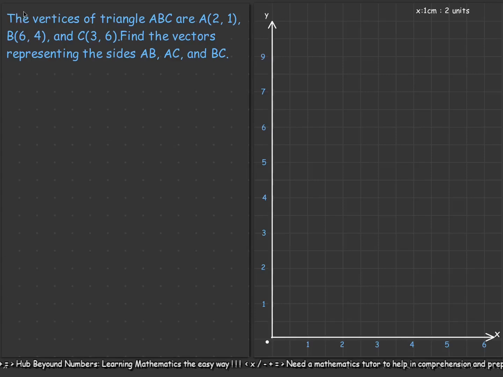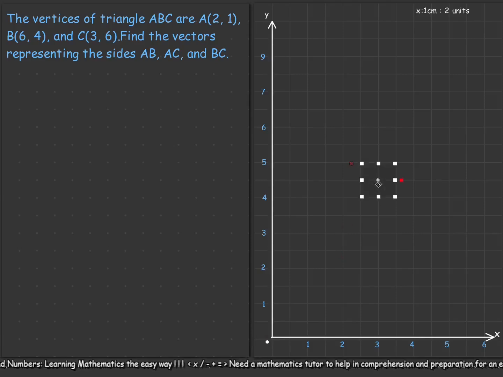Okay, so starting off with this here, it says the vertices of a triangle ABC are A(2, 1), B(6, 4), and then C, which is (3, 6). You have to find the vectors representing the sides AB, AC, and then BC. Now, as I always do, let's go to the graph sheet and then plot them out. If you don't have, you can just follow as I do the plotting.